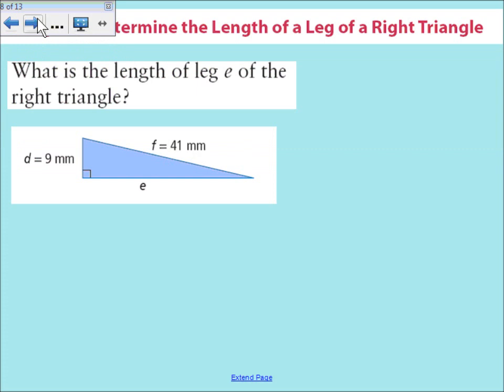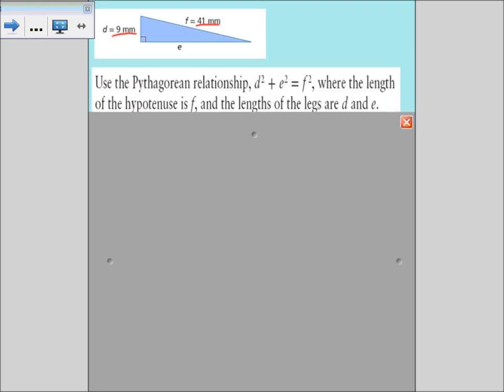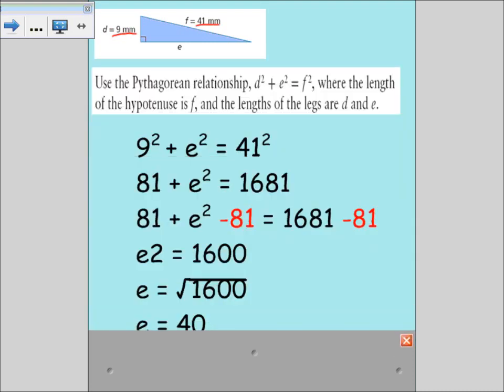What is the length of leg E of the right triangle? So we found out how to find the hypotenuse, but we can use a very similar method to find the other side of a right triangle. So we know that this side is 9 and this side is 41 millimeters. Using the Pythagorean relationship, d squared plus e squared equals f squared, or a squared plus b squared equals c squared.